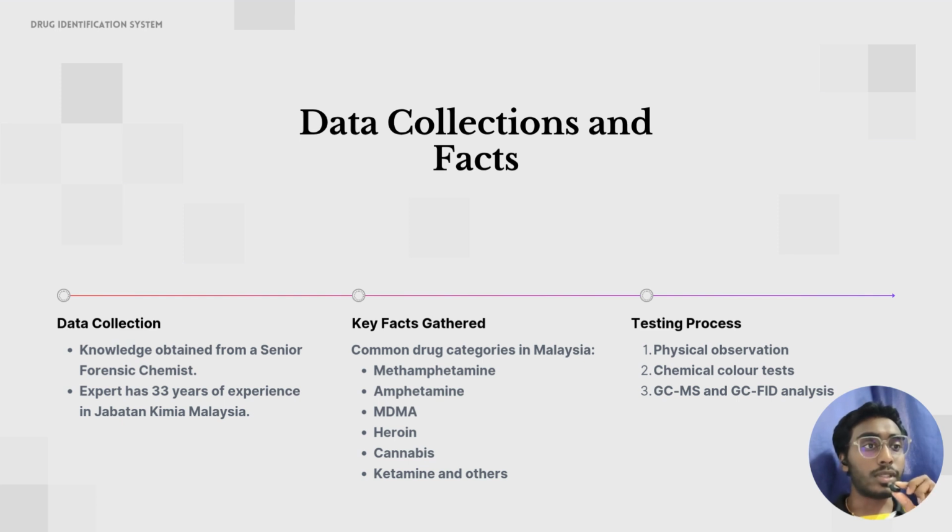Moving on to data collection and facts, the knowledge used in this project was collected through interviews with a senior forensic chemist from Jabatan Kimia Malaysia who has 33 years of experience. Important information gathered included common drug categories found in Malaysia and standard laboratory procedures used for identification. The testing process consists of 3 stages: physical observation of the sample, chemical color testing, and instrumental analysis using GCMS and GCFID to confirm the drug and determine its purity.